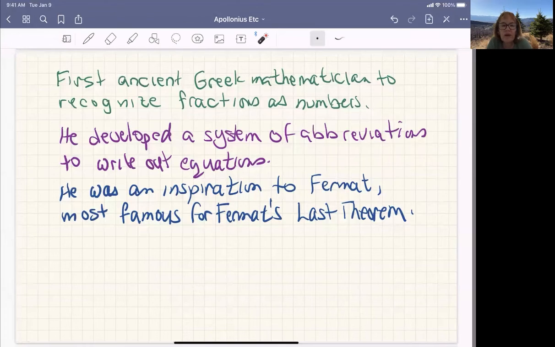Now, later in this course, we're going to learn about Fermat's last theorem. It's something that you've probably seen before, but he was an inspiration to Fermat. And so Diophantus is an important character in the story of Fermat's last theorem.